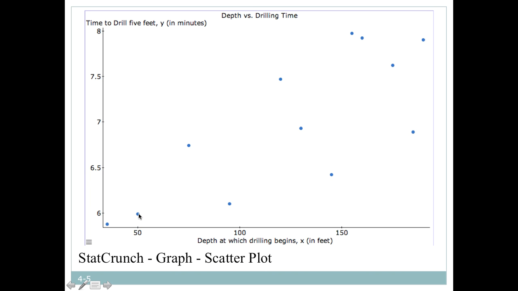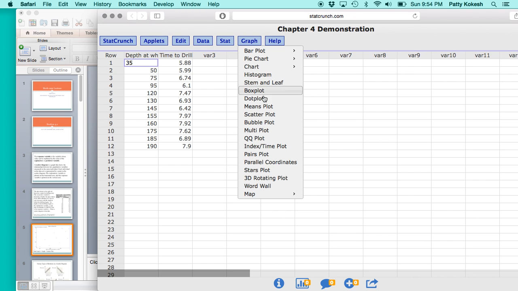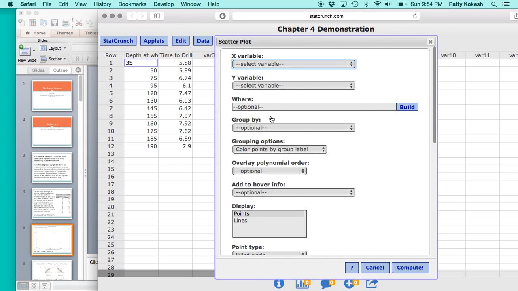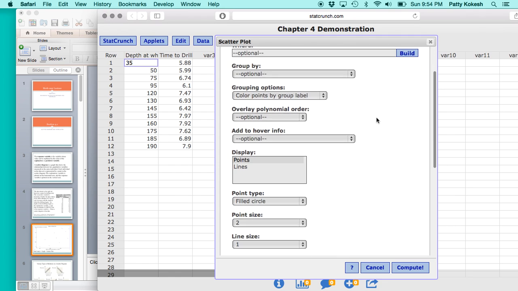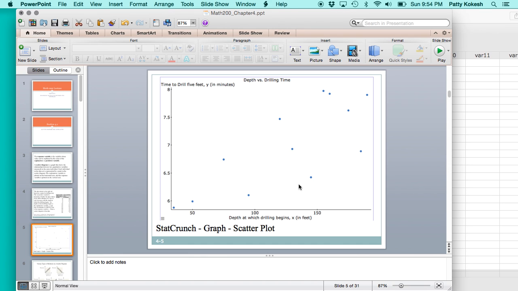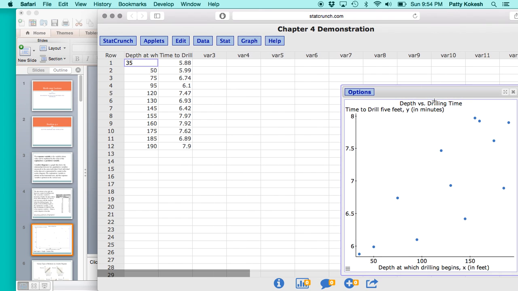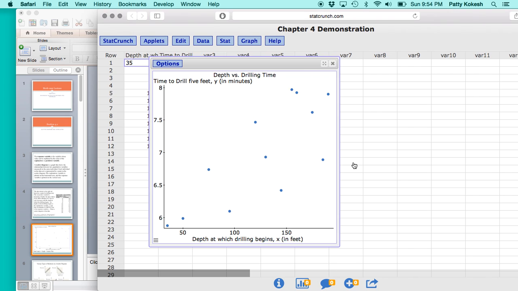Now, this is a very easy graph to get in StatCrunch, so let me show you guys how to do that real quick. So if I pop over to StatCrunch, all I have to do is go to Graph, and then it's a scatter plot. And I'm going to select my x variable right here, which is going to be my depth, and then my y variable. And I could add a title here. I could call this, let's see what we called it here, depth versus drilling time. So if we do compute, it just creates this nice little scatter diagram here, which is exactly the same thing that we just had.